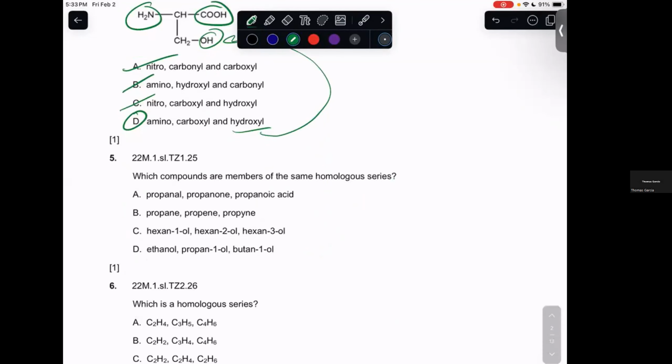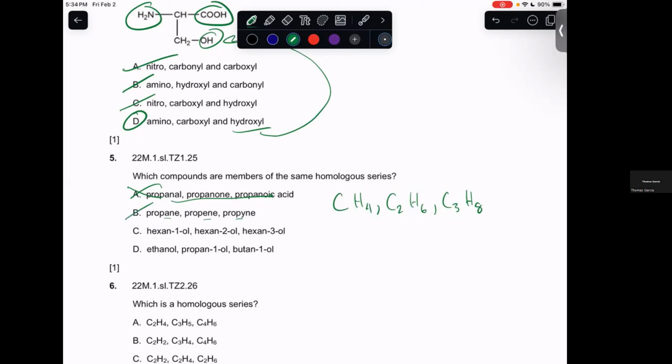All right, number 5, which compounds are members of the same homologous series? So homologous series means we're going to have this chain of increasing carbons: CH4, C2H6, C3H8. You can kind of think of it as the alkane chain where everything's essentially the same. We're just increasing the number of carbons. So let's go through it. Propanol, propanone. Now the functional group is changing. Can't change the functional group. It's got to be the same functional group. Propane, propene, propyne. Oh, we're going alkane, alkene, alkyne.